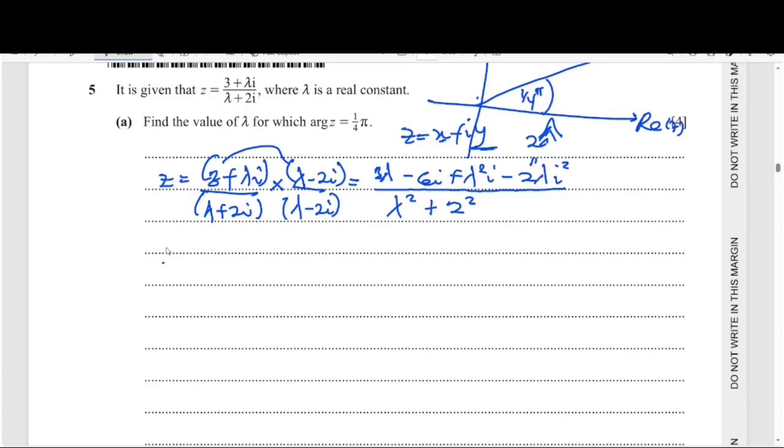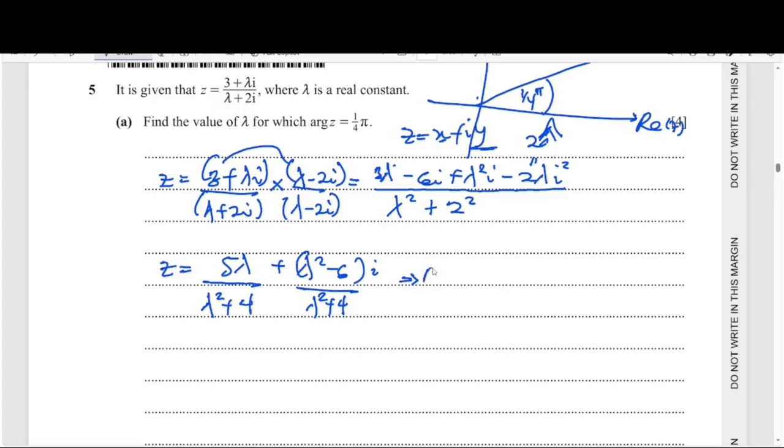So it means that our z is equal to 3 lambda plus 2 lambda. That gives us 5 lambda. And then we also have the imaginary parts. We can group them here by factoring out the i, so that we have plus lambda squared minus 6, all times i, divided by the denominator. However, we can write it this way. I can write the denominator this way, lambda squared plus 4, and then here also lambda squared plus 4.